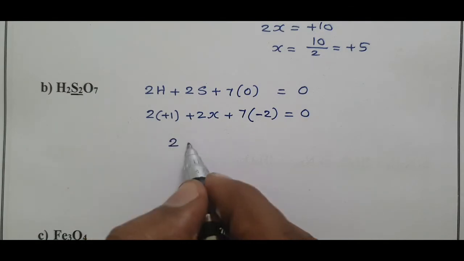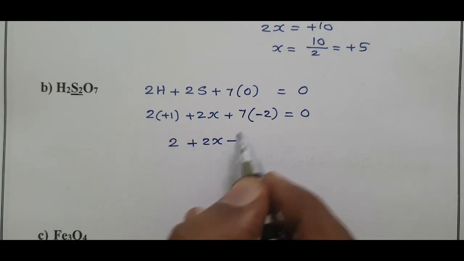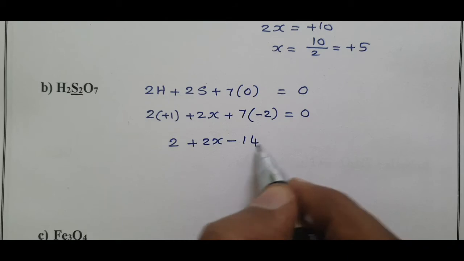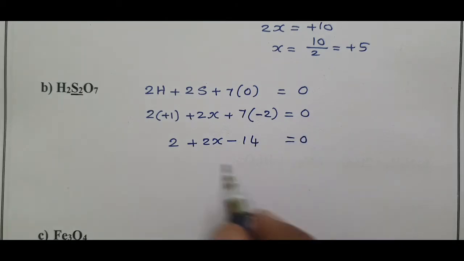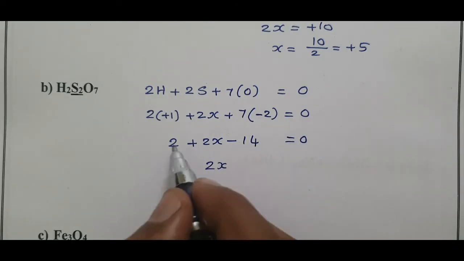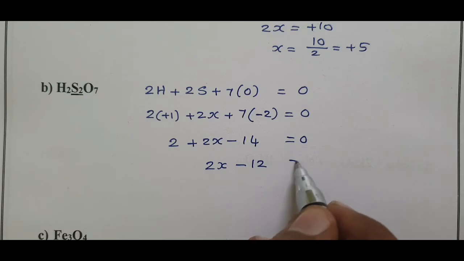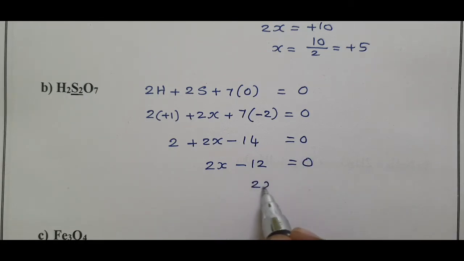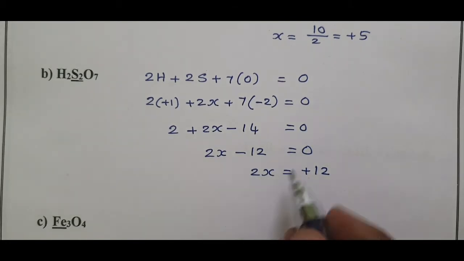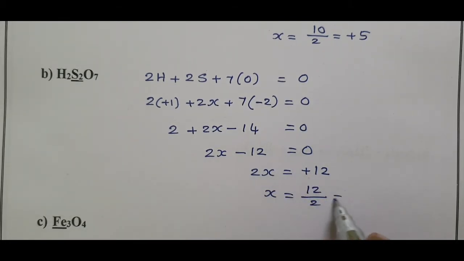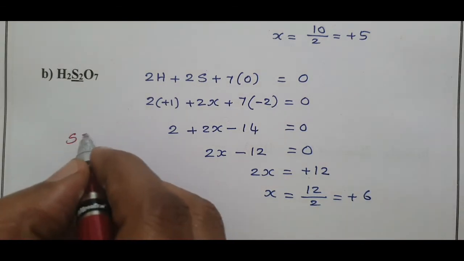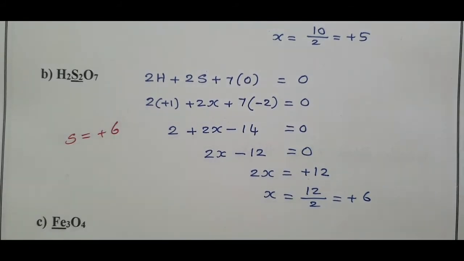2 into plus 1 equals 2, plus 2x, minus 7 into 2 are 14, equal to 0. Or 2x minus 14 plus 2 equals minus 12 equal to 0. Bring the minus 12 to the right hand side, it becomes plus 12. Now x equals plus 12 by 2 equals plus 6. The oxidation state of sulfur in H2S2O7 is plus 6.